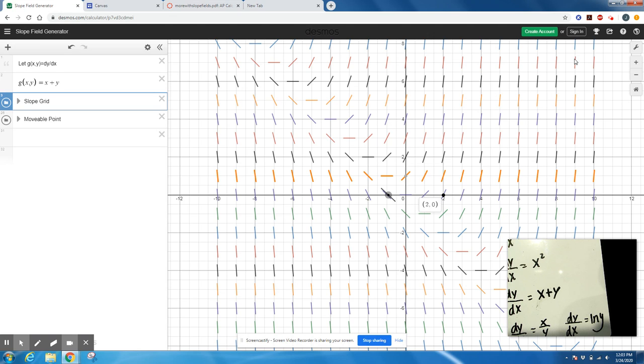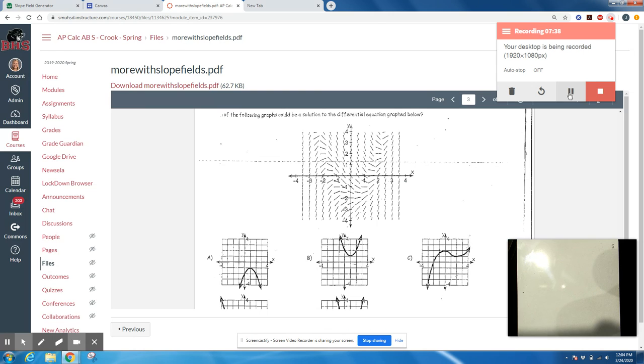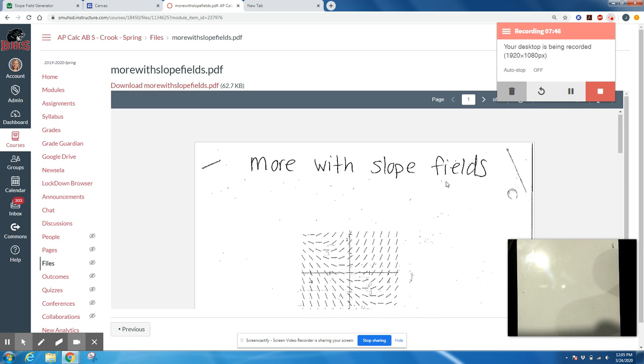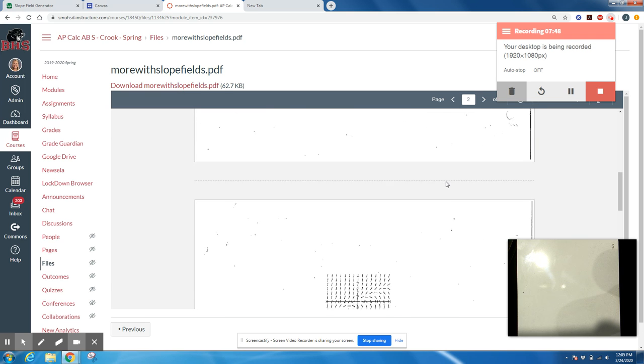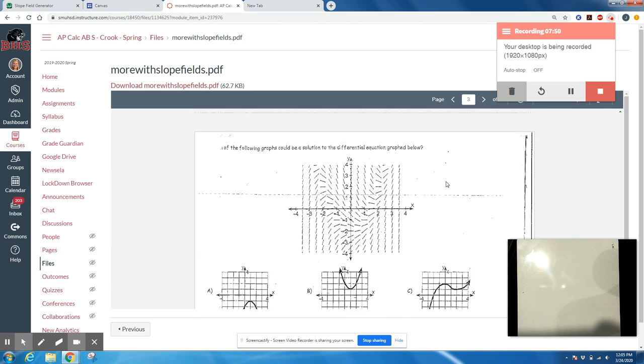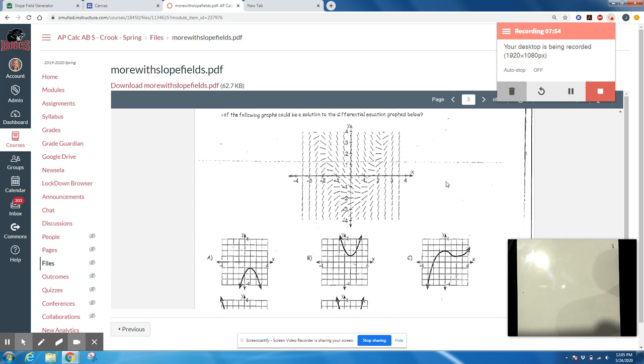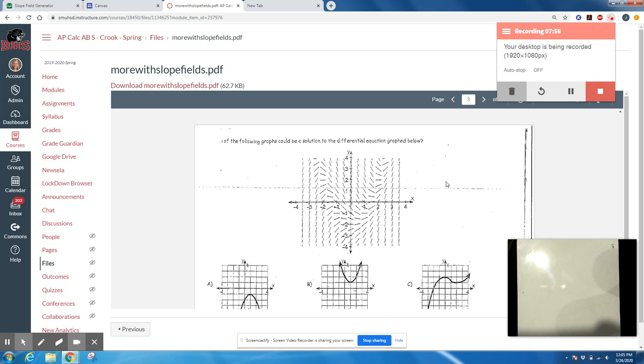I'm going to go ahead and pause for a moment. Okay, I'm back. I am now a couple pages down in this packet if you're following along with more slope fields. I'm going to skip to another type of matching that you might encounter, especially with the Desmos activity.